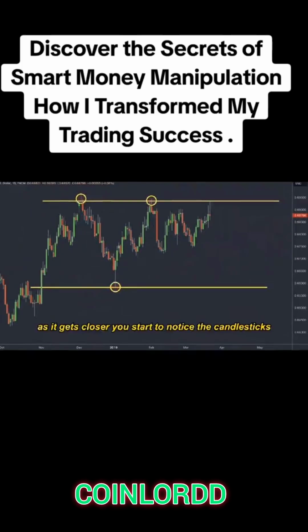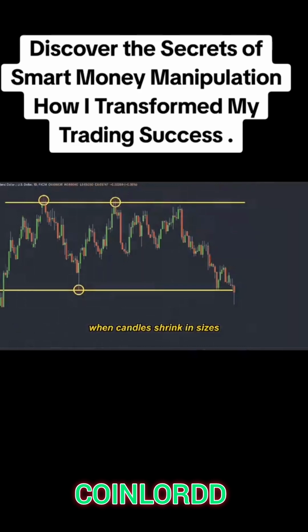As it gets closer, you start to notice the candlesticks getting smaller and smaller. This is a critical observation. When candles shrink in size as they approach a resistance level, it tells us that the buying pressure is fading. It's like a car running out of fuel. As it climbs a steep hill, it starts to slow down because it doesn't have the power to go any higher. The smaller candles are the market's way of saying, we're losing steam up here.